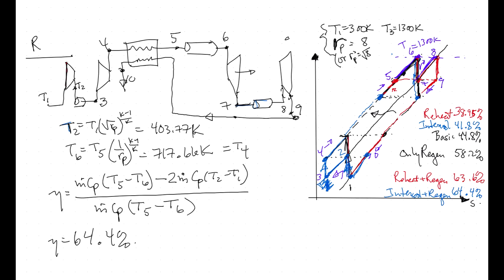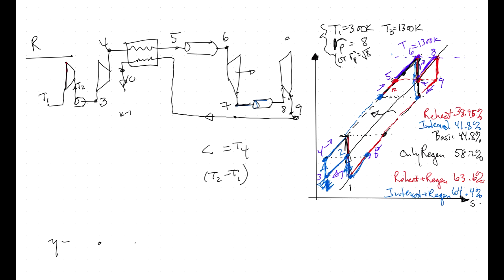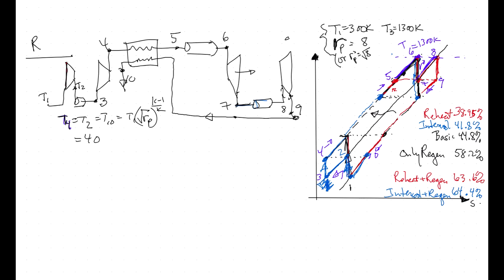Okay, so let's check what our efficiency is going to be. So we're going to need the temperature after the compressors, right? T4, go back to black. T4 is equal to T2, is equal to T10, it's equal to T1 times the square root of RP to the K minus 1 over K, because I have two compressors, so they're each contributing a pressure ratio of about 2.8. And we said T1 is equal to 300, and let me get the correct number, so that's equal to 403.77 Kelvin.